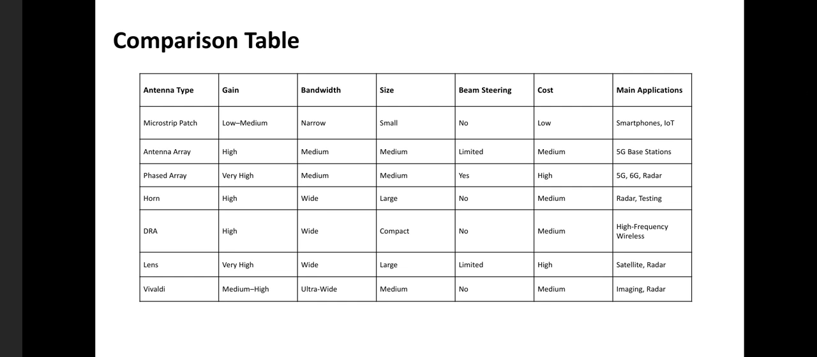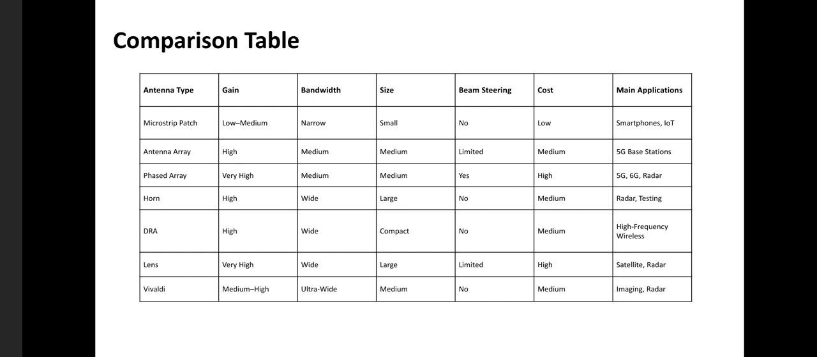Antenna arrays, usually the sizes are medium, based on the antenna size it will be made. Beam steering is limited. The main application is 5G base stations. Phased arrays have very high gain, medium bandwidth, and larger size, and main applications are 5G and 6G radars. Horn antennas are very large in size, and these are used in radar and testing purposes.